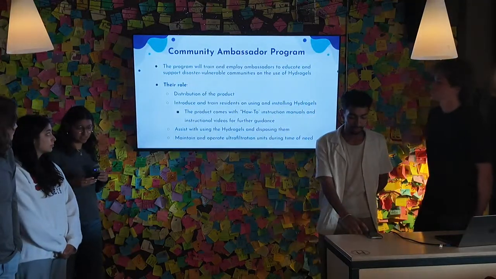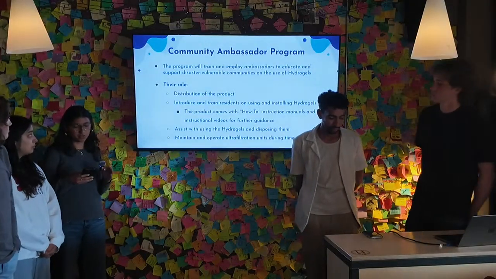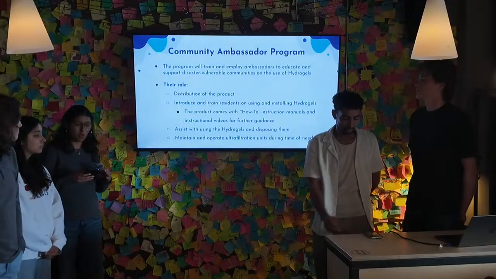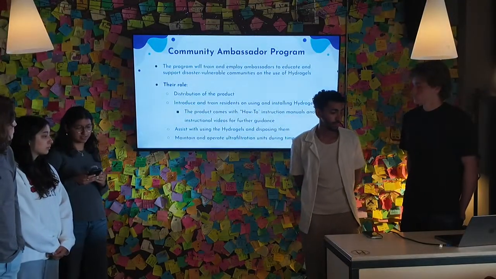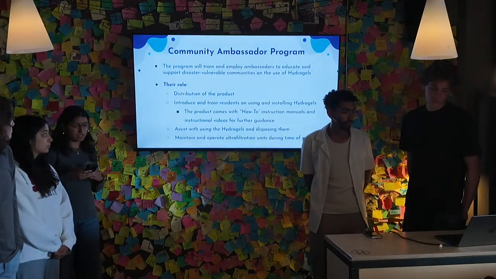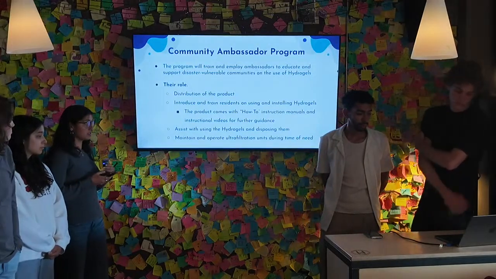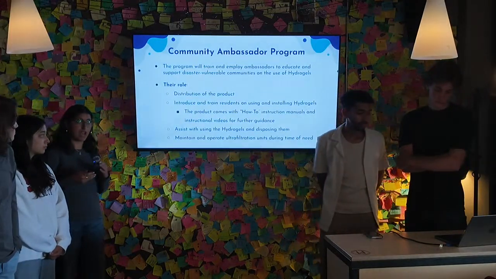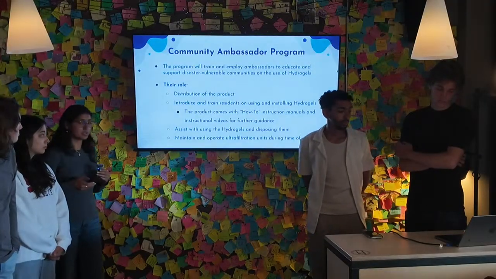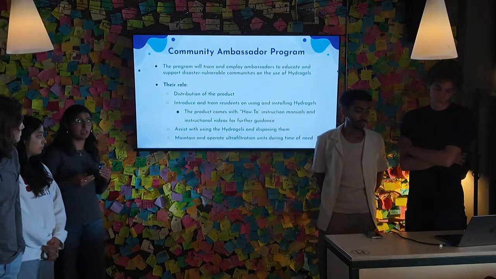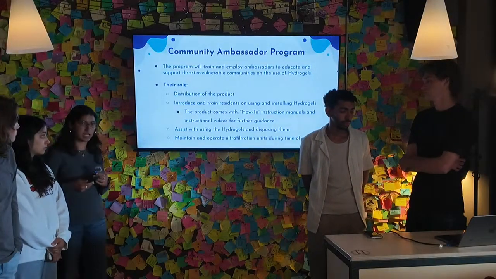So our Community Ambassadors Program will train and employ ambassadors to educate and support disaster vulnerable communities on the use of these hydrogels, while also promoting the importance of water safety and being prepared for unexpected disasters. Their role involves distributing the hydrogels, introducing and training residents on using and installing the hydrogels themselves. The product will come with how-to instruction manuals, but also videos for any further guidance. They also will assist with using hydrogels and disposing of them, and maintaining and operating ultrafiltration units during time of need.